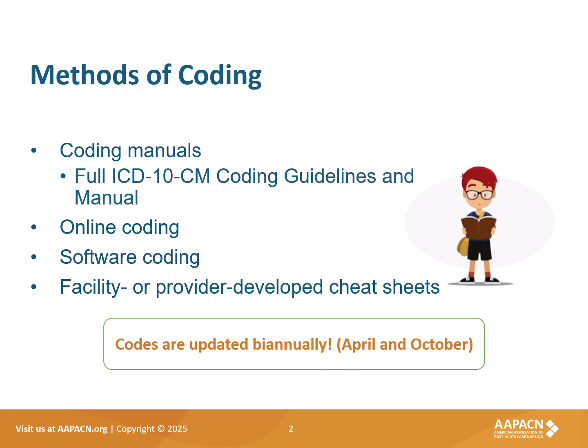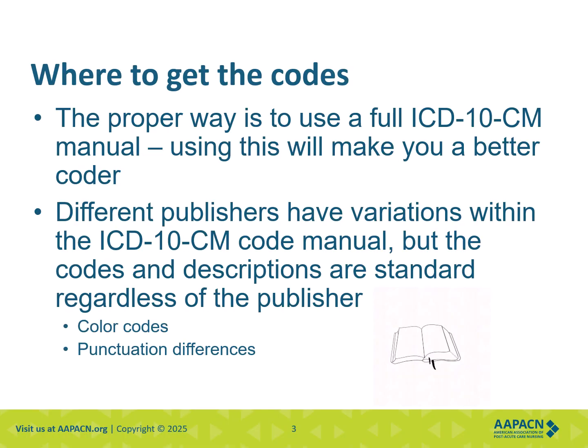It's important to note that the code set and guidelines are updated twice a year, so up-to-date methodologies must be used. So where do we get the codes? The definitive way to assign an ICD-10-CM code is to use the full ICD-10-CM coding manual, which includes the official guidelines, alphabetical index, and tabular list. Using this will make you a better coder.